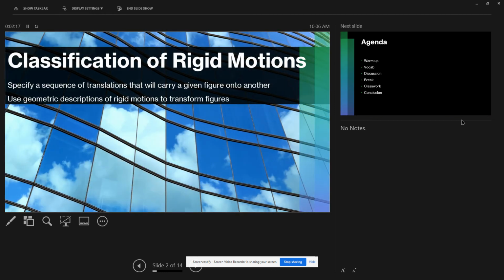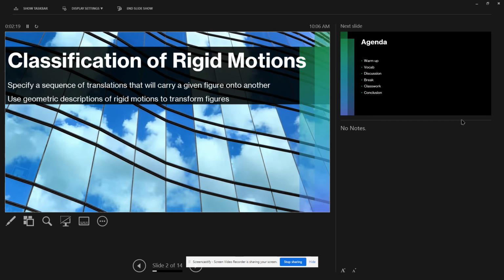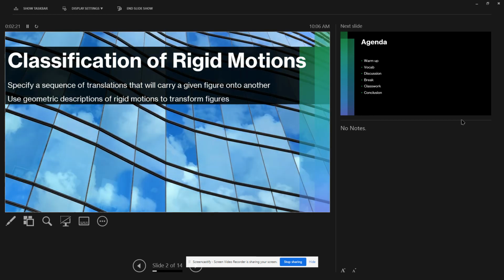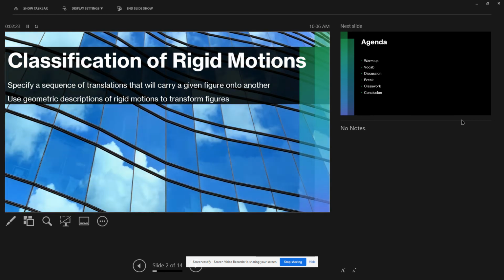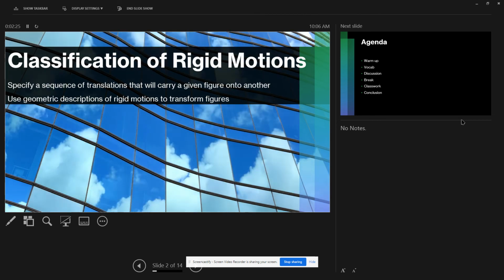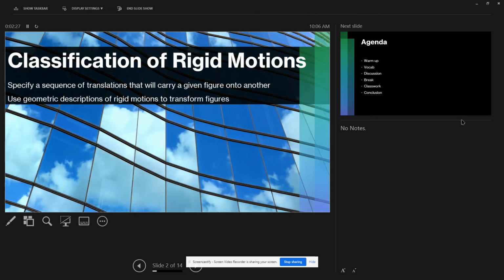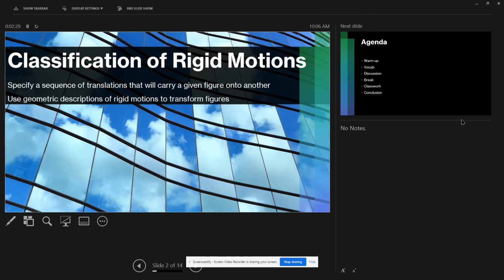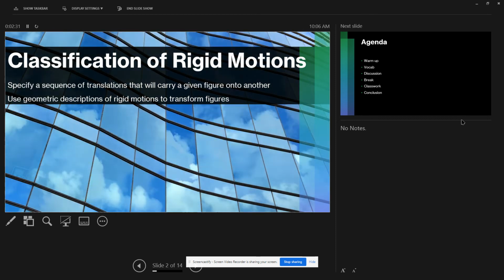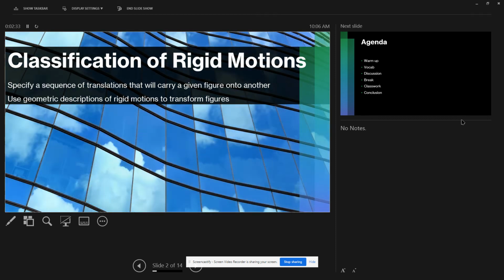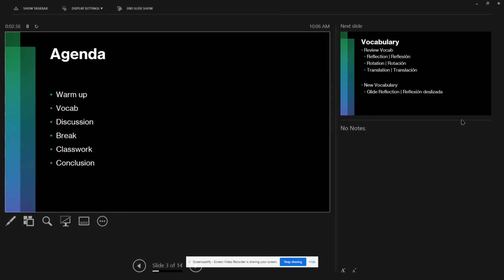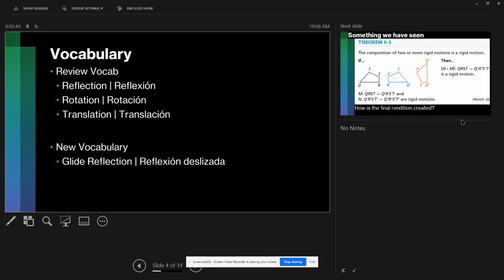So we're going to be talking about the classification of rigid motions. It's going to be similar to what we were covering a couple days ago, but also glide reflection, so we can carry one given figure to another. We're going to use geometric descriptions of rigid motions to transform figures as well. For the warm up, you already did that vocab. We had that discussion. We'll go through this.